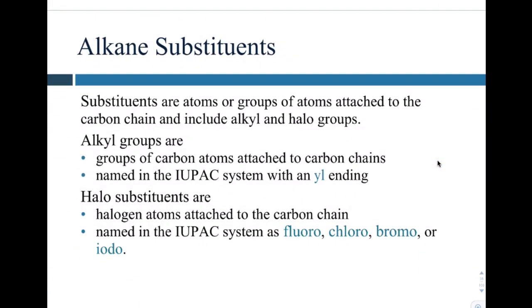And so if we have side chains, we have to give them names. If it's a carbon atom side chain, it's called an alkyl group, and we give it a -yl ending. For example, methyl is for 1 carbon in my side chain. Ethyl, 2 carbons in my side chain. Propyl, 3 carbons in my side chain. You get the gist. And then you have a halo substituent as a halogen atom. So if you've got a fluorine attached, you would just call it fluoro, chloro, bromo, or iodo, depending on which halogen it is.